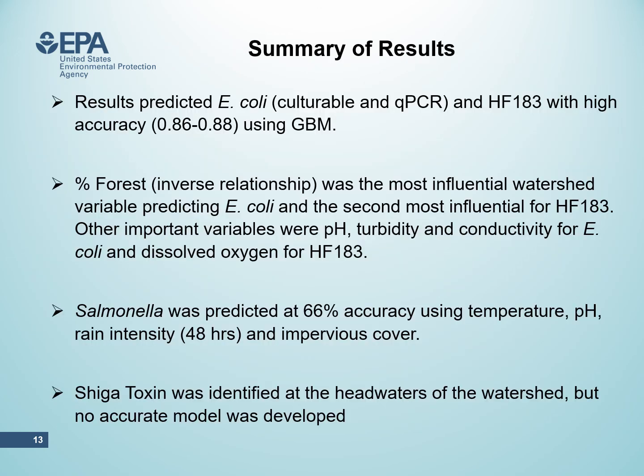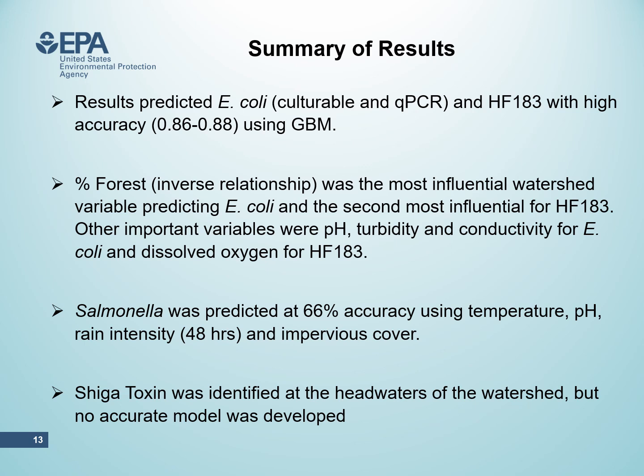So in summary, the results predicted that both culturable and qPCR E. coli and the human marker HF183 were able to be predicted with high accuracy using the GBM. The percent forest was the most influential watershed variable predicting E. coli, and the second most influential predicting HF183.